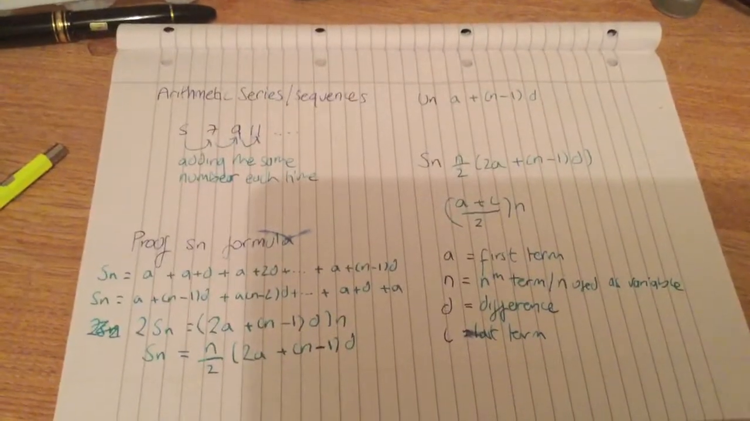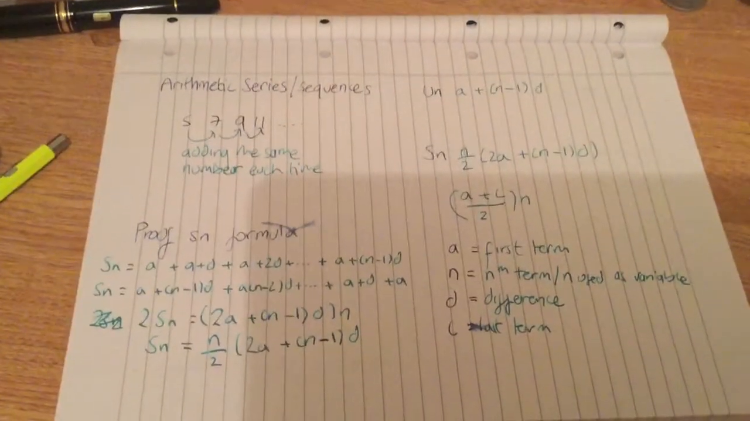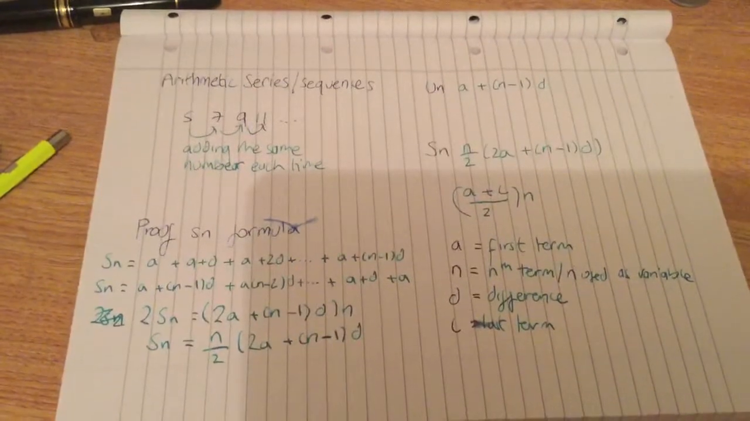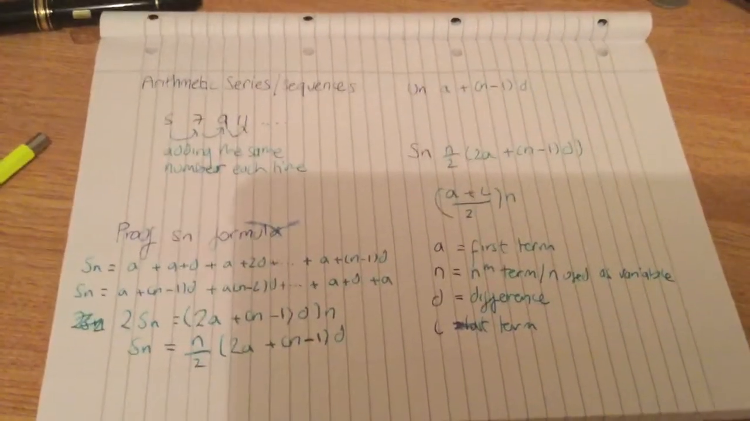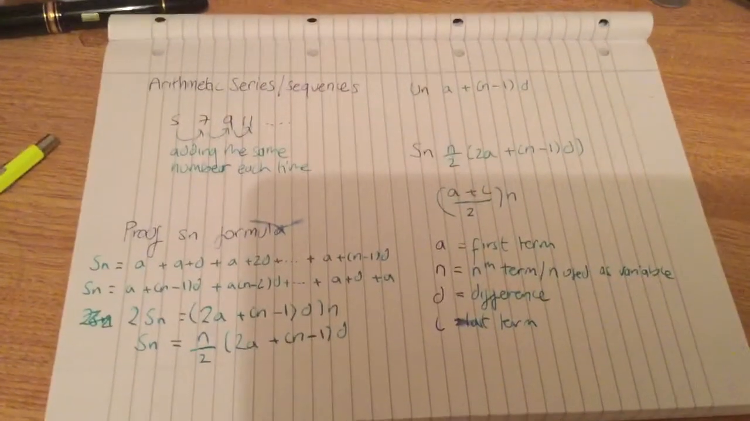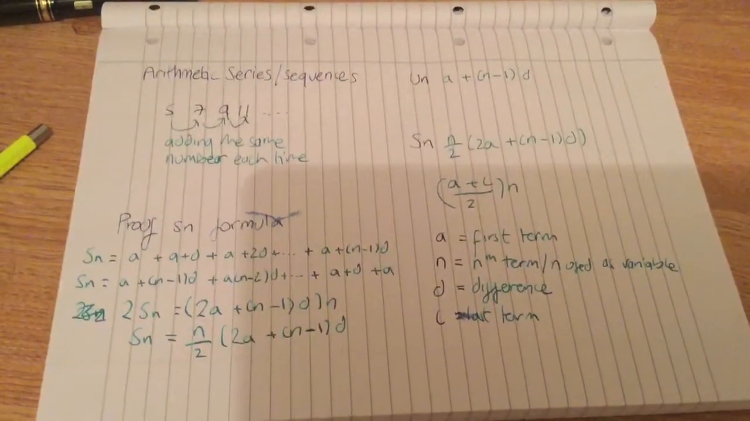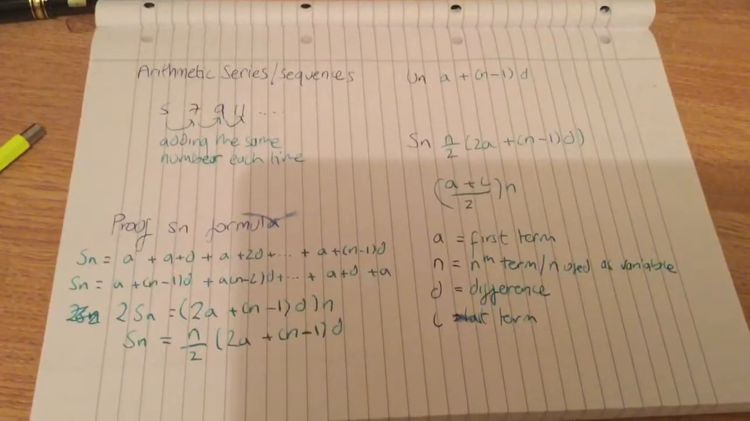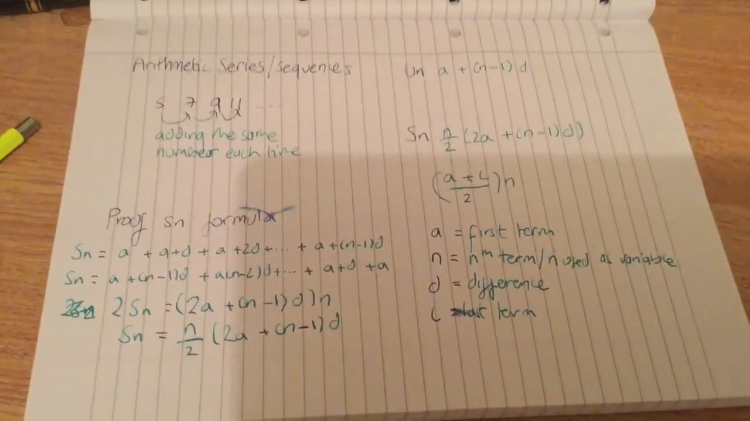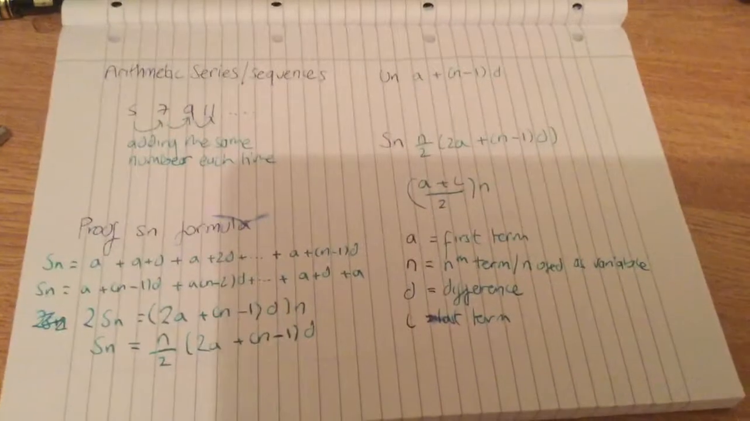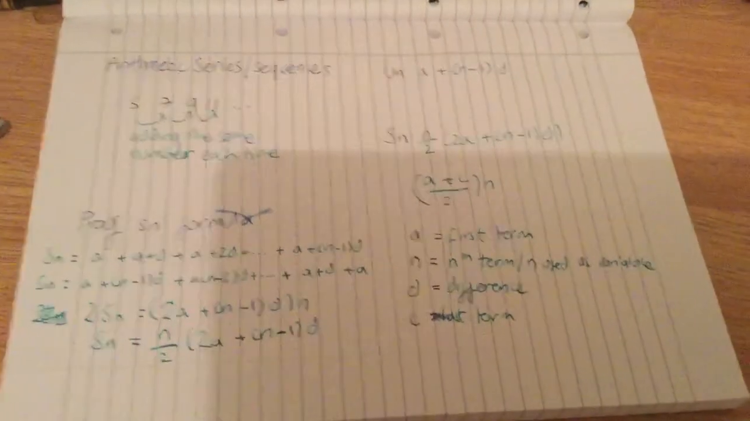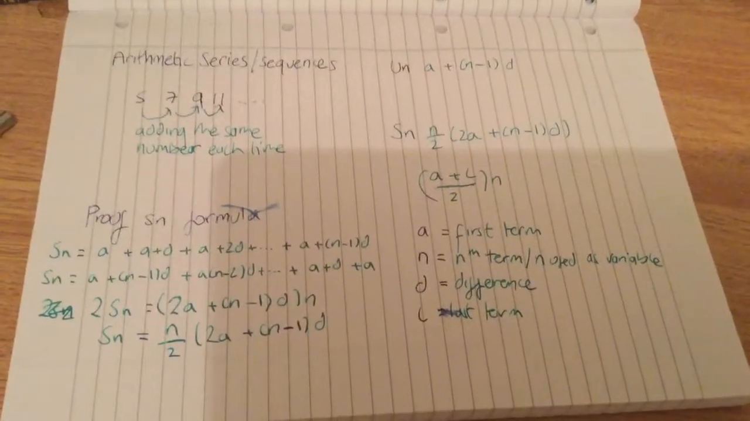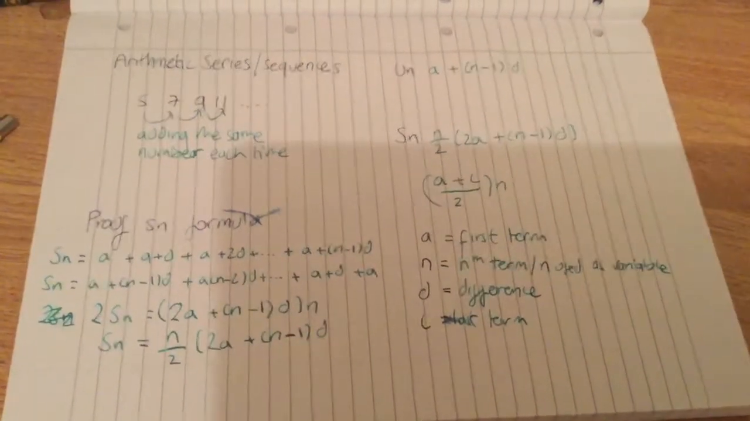What's UN? The UN will give you a term, and SN will give you the sum of the terms up to that point. So if I had U5, that's the fifth term, but if I had S5, that's the sum of the first five terms. So I hope that's nice and clear for everyone. Formulas are given there. I'm not going to really explain them too much beyond reminding you of the definitions of the letters that make them up. A is the first term, N is your nth term or the variable you're using, D is the difference, and L is the last term.